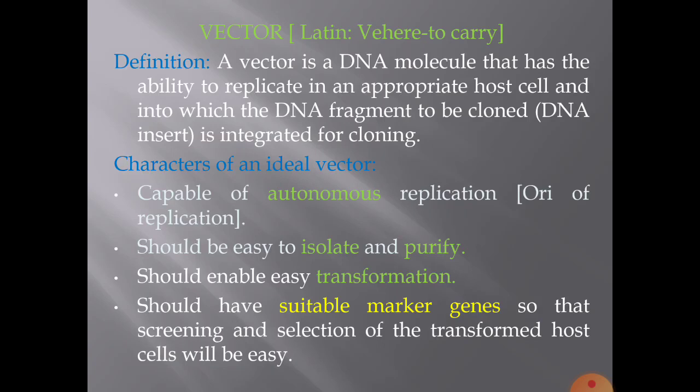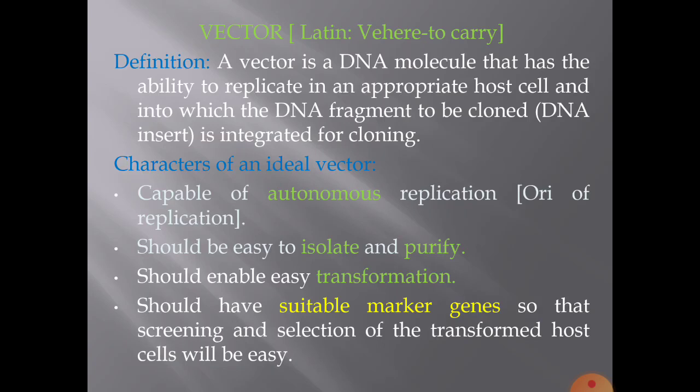Then it should have suitable marker genes so that screening and selection of the transformed host cells will be easy. Screening and selection of the recombinant host cells is altogether a big topic in RDT, altogether a different chapter where there are different methods, and unfortunately it is not covered in your syllabus. But right now you just know they should have suitable marker genes so that selection and screening is easy.